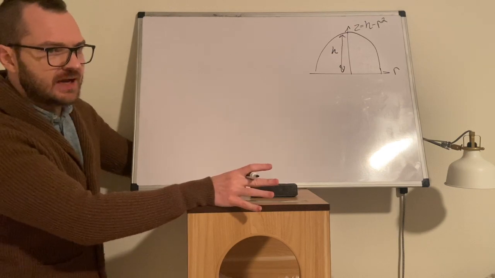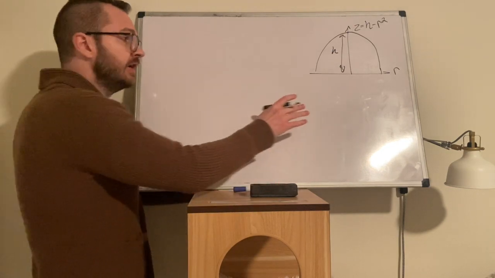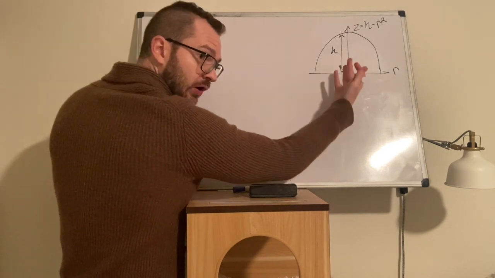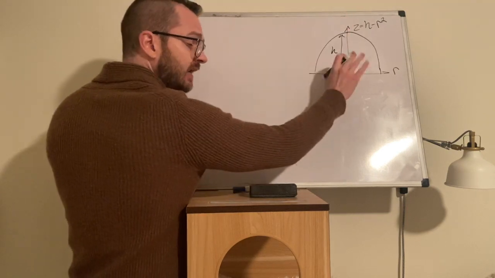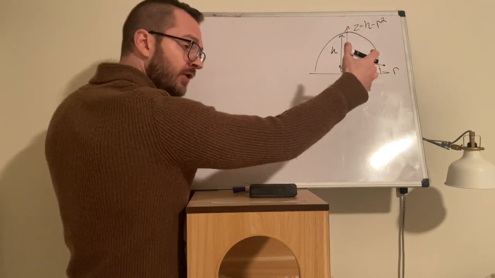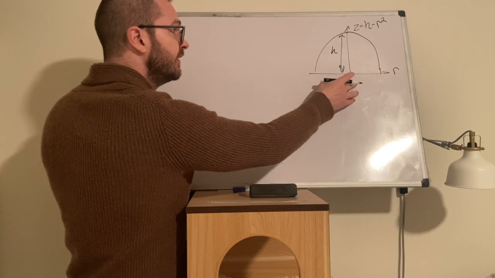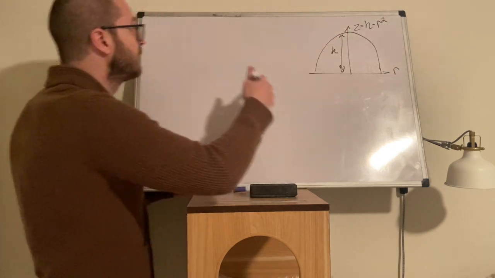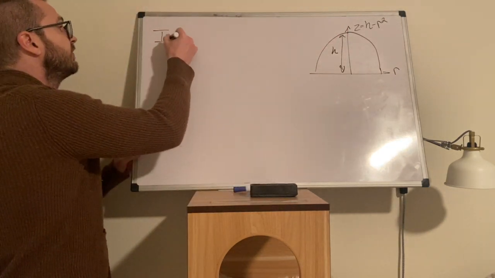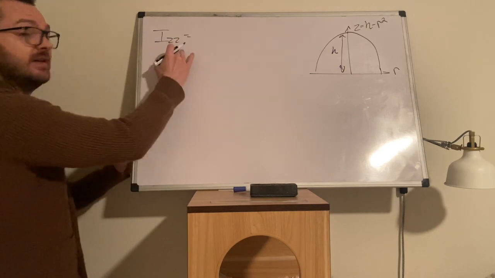For this last example, I've drawn a parabola in 2D. Imagine that this parabola has been rotated about this vertical z-axis so that in 3D it forms a dome. We want to find the inertia of this dome, parabola, about its z-axis, so the IZZ term.